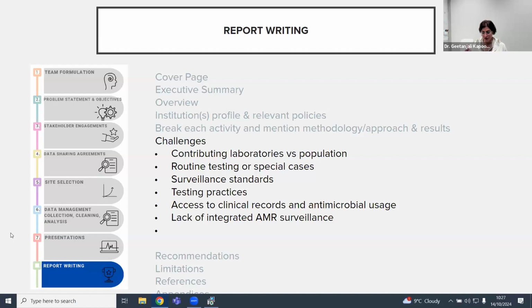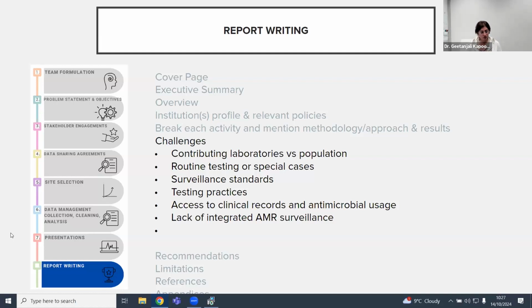Also, if the routine testing is not happening, why is it not happening? Is it that the diagnostic capability is limited, some resource crunch? What is the reason? Those various factors that could be the reason for routine testing not being done in the labs, you should talk about that, okay?